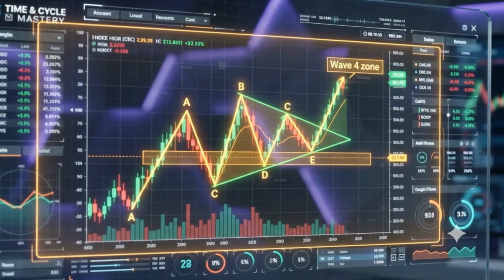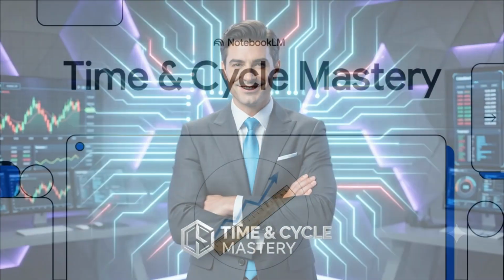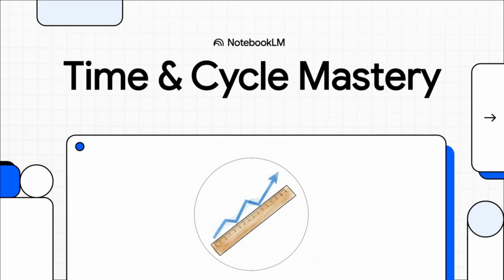Exactly where market pullbacks stop. Predict the bottom of a market retracement using previous Wave 4 consolidations, estimating correction depth. That is the holy grail, right?